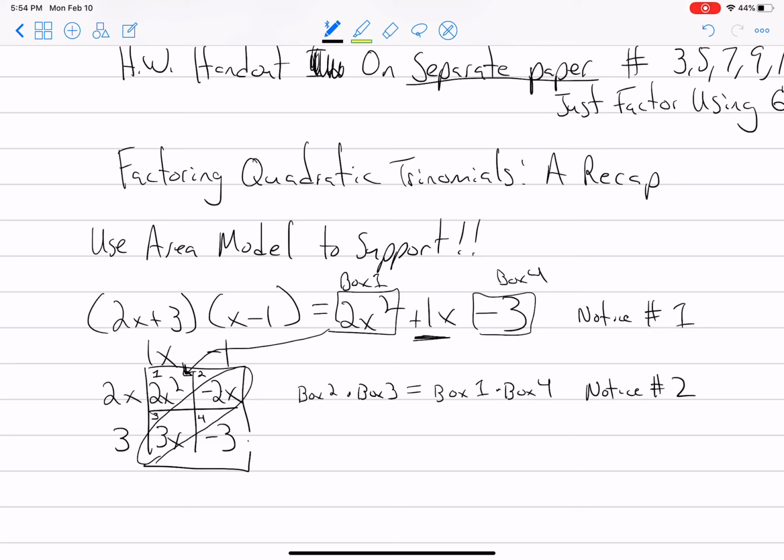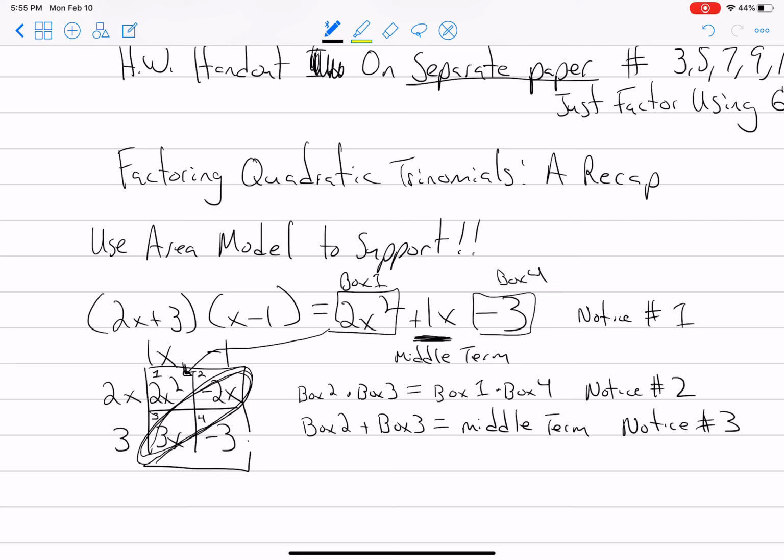Now, look at our middle term. This term of 1x, okay? This middle term is the same as box 2 plus box 3. So, box 2 plus box 3 is always equal to the middle term. And that's our notice number 3.